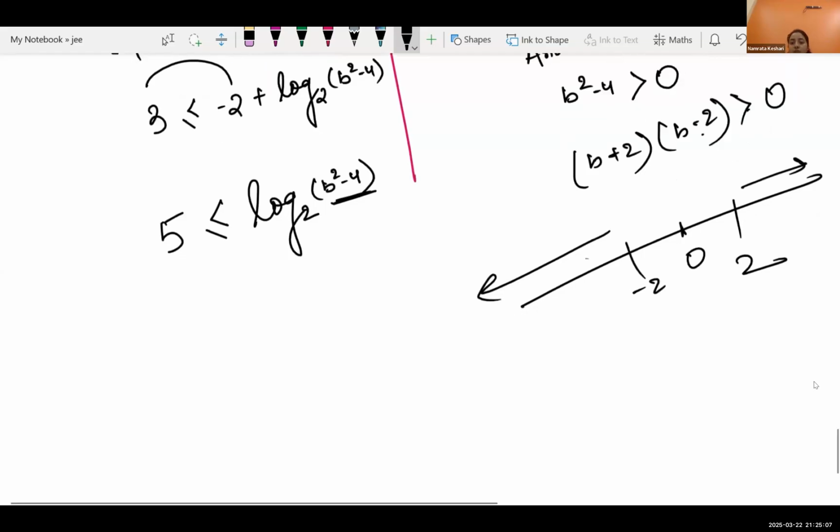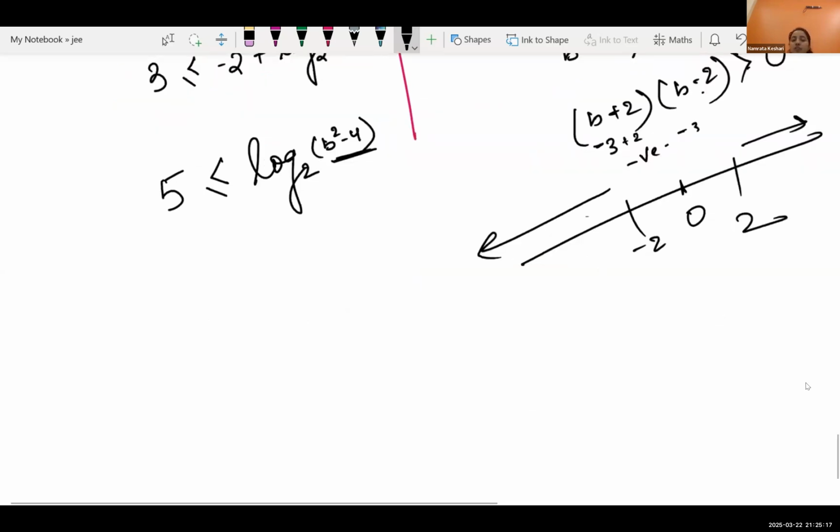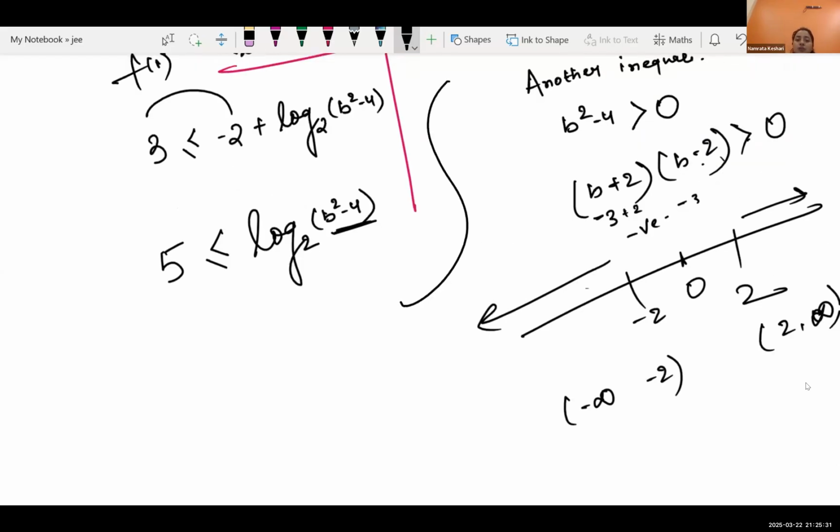Yes, ma'am. Is it so? Check it. Okay, so beyond this: minus infinity to minus 2, and 2 to infinity. This is how we'll be getting the solution. We will not take equality, the equality sign is not there, so closed intervals we will not be taking. Fine, so this is one of the conditions which we have solved.